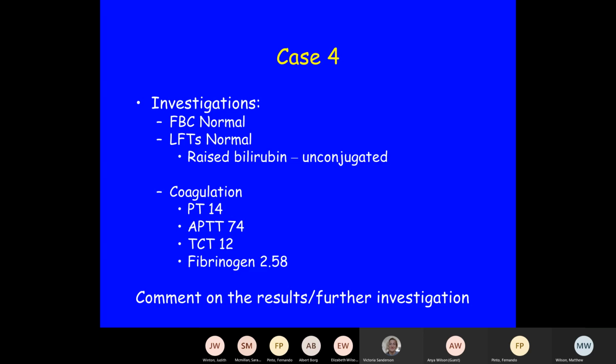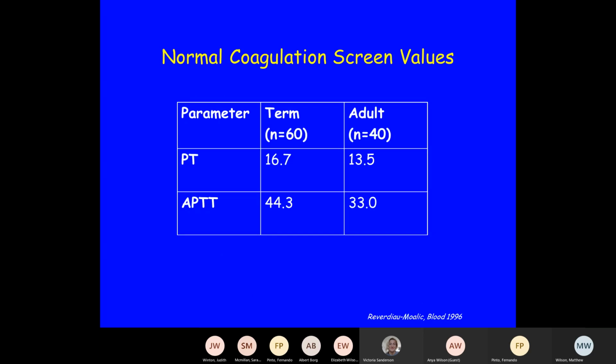So next slide. Next one. Obviously, you need to know that children don't have the same normal range for PT, APTT, and really for all of the other coagulation factors than adults. And there is also a difference between term and preterm babies. But this table is just to give you an idea on how different it can be.